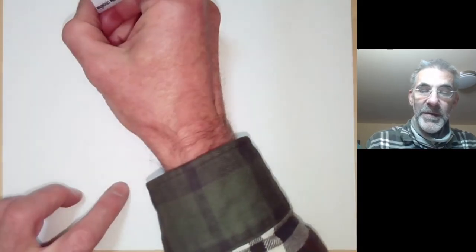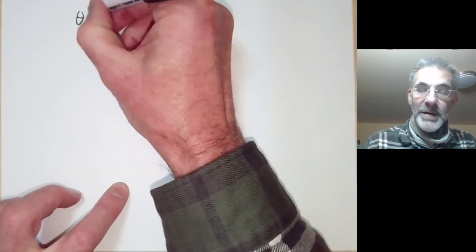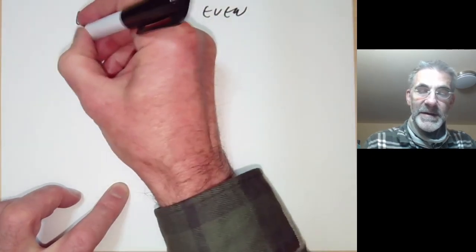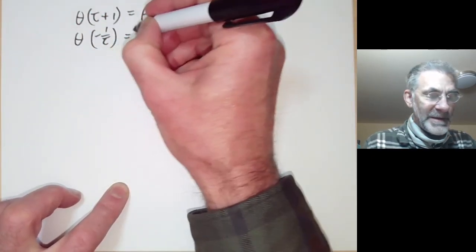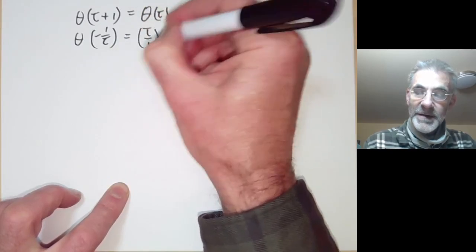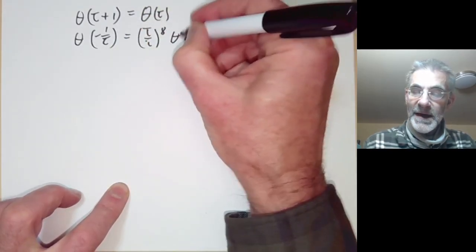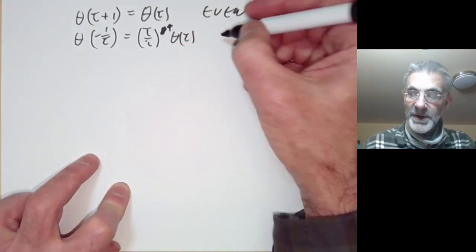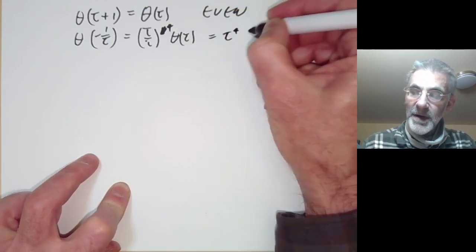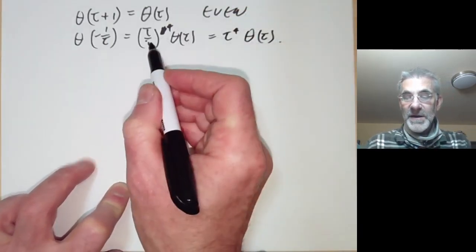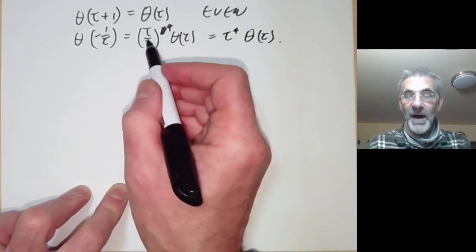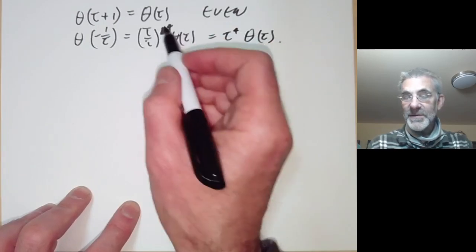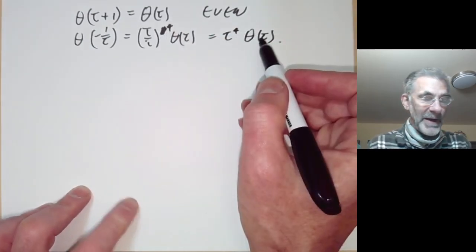Well, we know theta of tau plus 1 is equal to theta of tau because the lattice is even, and theta of minus 1 over tau is equal to tau over i to the 8 times theta tau. Sorry, tau over i to the 4, because we have to divide the exponent by 2, which is equal to tau to the 4 theta tau. And now this irritating factor of i in the functional equation actually cancels out, and you can see this cancels out whenever the dimension is divisible by 8.